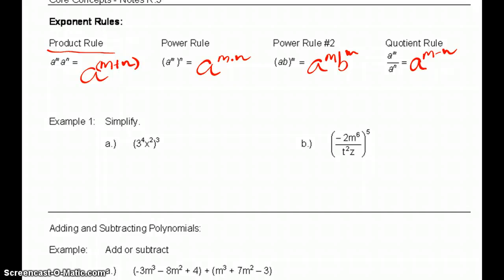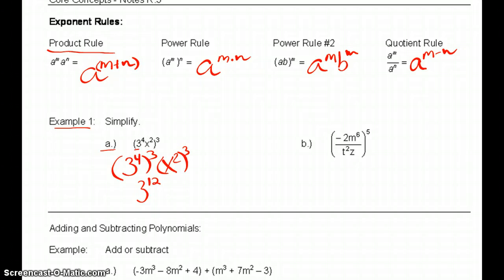It's really important to notice in example 1a that you have a 3 here. So you should have 3 to the 4th to the 3rd, and then x squared to the 3rd. So you're distributing the 3 in a way, the exponent of 3. This is the power rule, so you have 3 to the 4th to the 3rd becomes 3 to the 12th, and you can keep it in exponent expression. And then we have x to the 6th because you do 2 times 3.